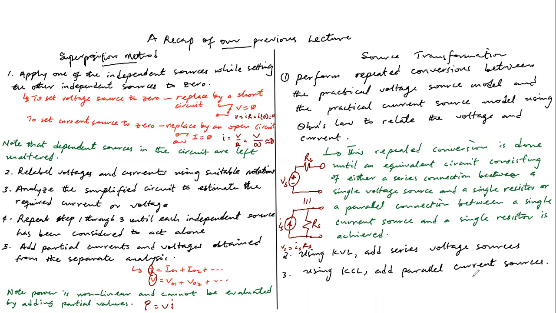With this fully established, some examples were solved in our previous lecture, which we don't want to go through right now. One could always revisit the previous lecture. But right now, we'll be going straight into the Thevenin and Norton equivalent circuits, because soon it will be apparent that the Norton and Thevenin equivalent circuits follow directly from the source transformation method.